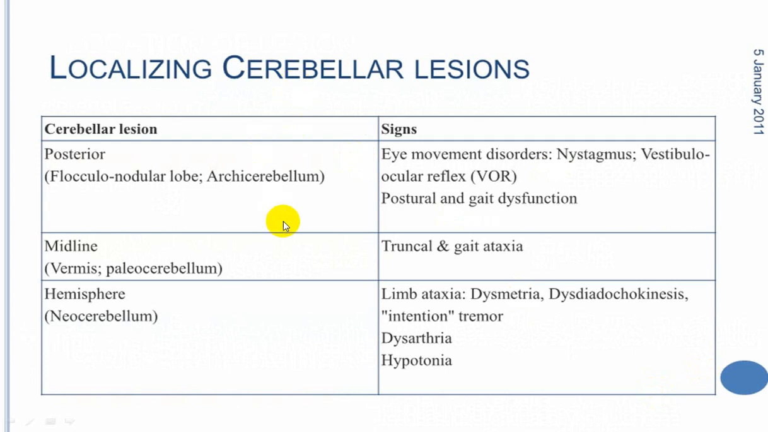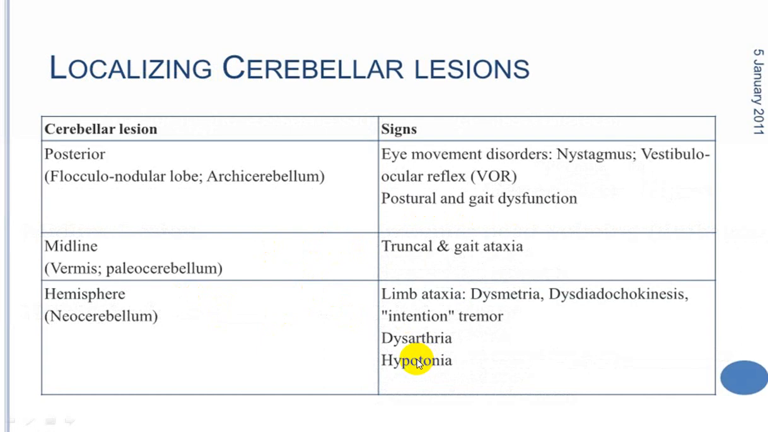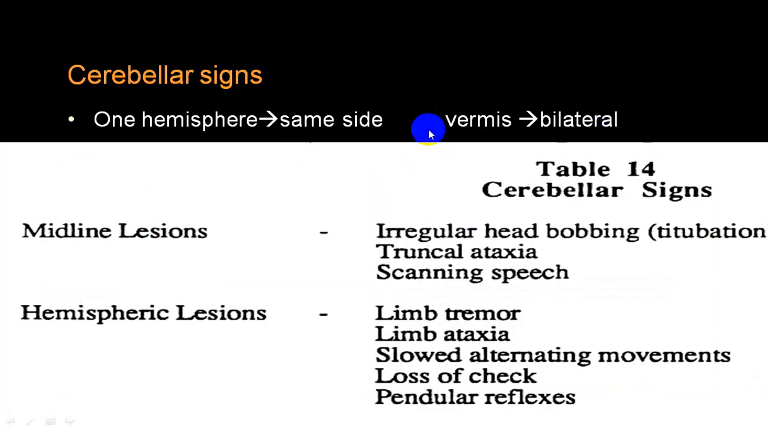And we already mentioned that if you have a flocculonodular lobe damage, you will have nystagmus, gait dysfunction, the ocular reflex will be abnormal, and you will have an ataxic gait. If you have vermis damage, you will have more of truncal ataxia and gait ataxia. And if you have hemispherical damage, you will have more of dysarthria, hypotonia, intentional tremors, dysdiadochokinesia, dysmetria, all these findings will be there. We already mentioned the vermis will give bilateral signs and a tendency to fall on the back. If it is unilateral damage, a tendency to fall on one side.